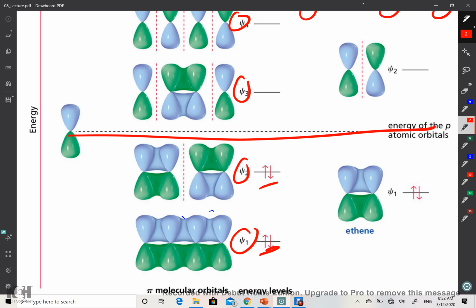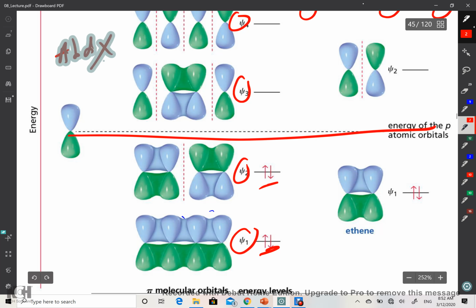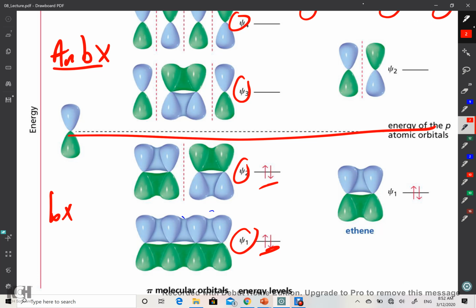All the orbitals above the boundary are anti-bonding. Those orbitals are anti-bonding. And the orbitals below the boundary are the bonding orbitals. Does that make sense? Below the boundary, with electrons, are bonding. Above the boundary, without electrons, are anti-bonding orbitals.